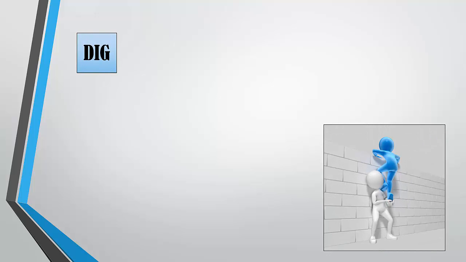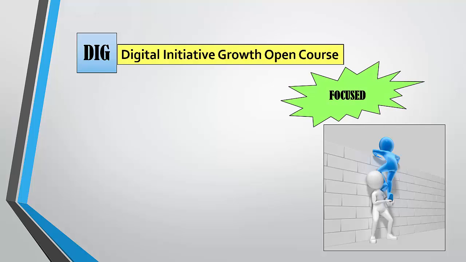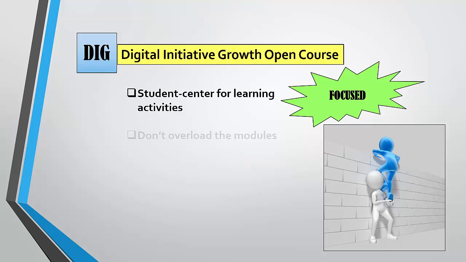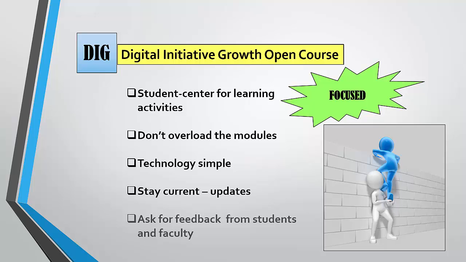Through the process of developing DIG, a continued focus was on the following elements. Student learning activities: don't overload them. Keep technology simple, especially with this student population. Stay current with updates in technology. Ask for feedback from all involved: students, faculty, and staff at ACC.